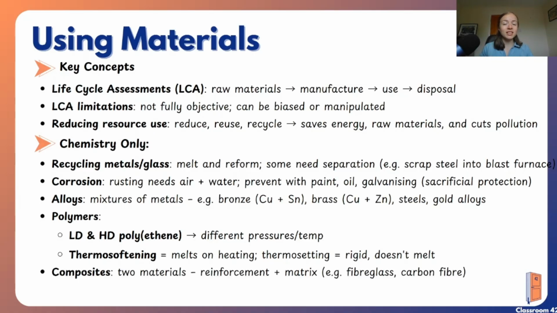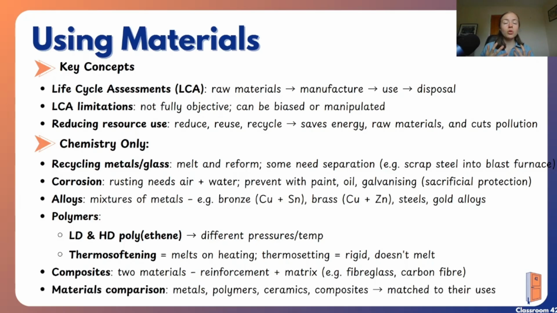You also need to know about composites, which is where you have two materials, a reinforcement and a matrix, which produces a material with some properties that you really need, which are unique and not typically found in nature. So that includes fiberglass and carbon fiber. You also need to be able to compare different materials such as ceramics, composites, polymers and metals, and match each of those to their uses. So these are all in the specification quite clearly outlined, and so you need to make sure that you go through each of those one by one and be confident answering a question on each of them.